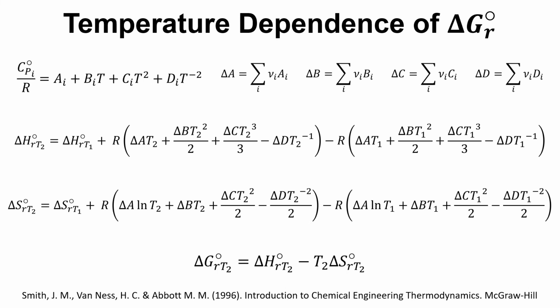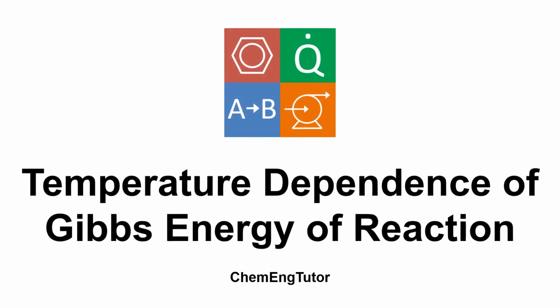So T2 is the temperature that we're interested in, T1 is the reference temperature where we've got values for heats of formation, enthalpies of formation, and entropies of formation. So overall, that's been a video about the temperature dependence of Gibbs energy of reaction.